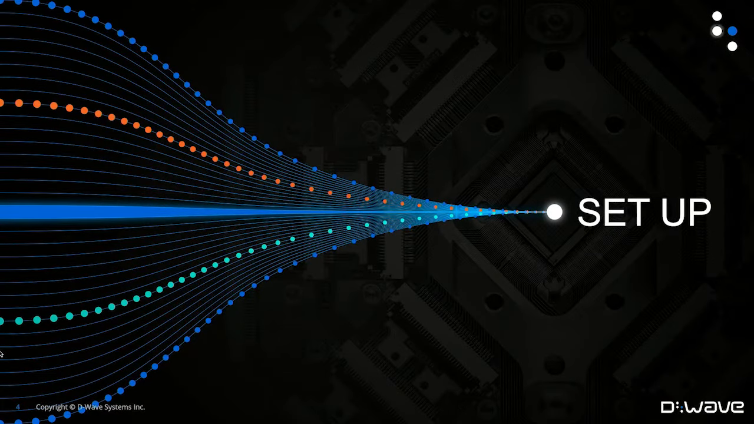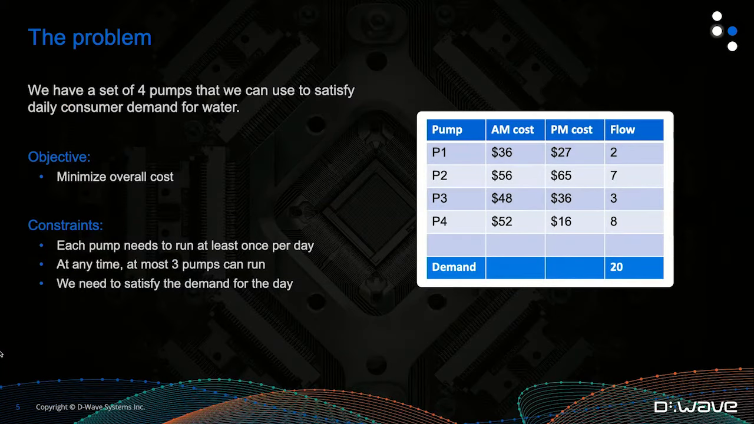So let's just dive right in and get our hands dirty with a real world problem. Let's start with a problem where we need to manage a set of pumps to satisfy daily consumer demand for water. This could be managing a reservoir and keeping water levels steady so that we have enough water for all of our consumers downstream.